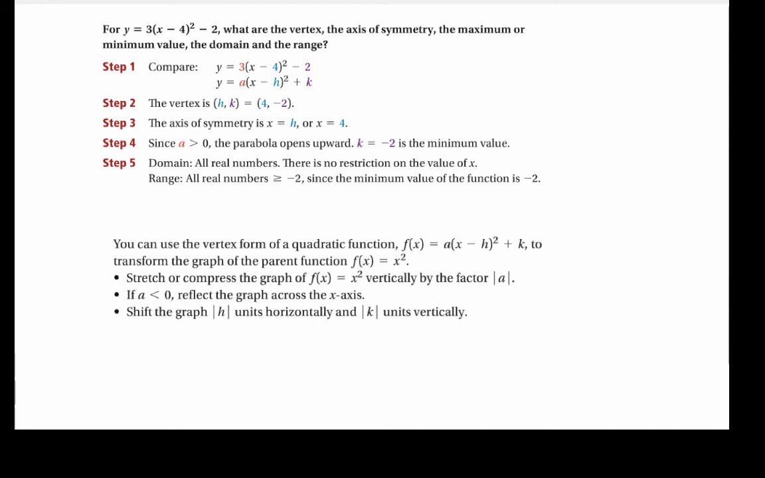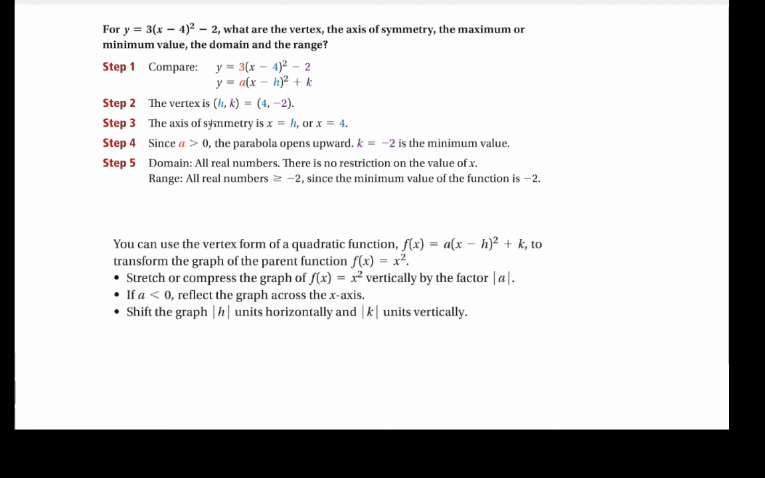Okay, so for y equals 3 times the quantity x minus 4 squared minus 2, what are the vertex, the axis of symmetry, the maximum or minimum value, and the domain and range? So step 1, we just want to analyze our equation in terms of the vertex form. So we have a 3 in the a spot, we have a 4 in the h spot, and we have a -2 in the k spot. Okay, and again, I'm comparing it to the general vertex form. So we can identify from the form that the vertex is h, k, which is 4, -2.